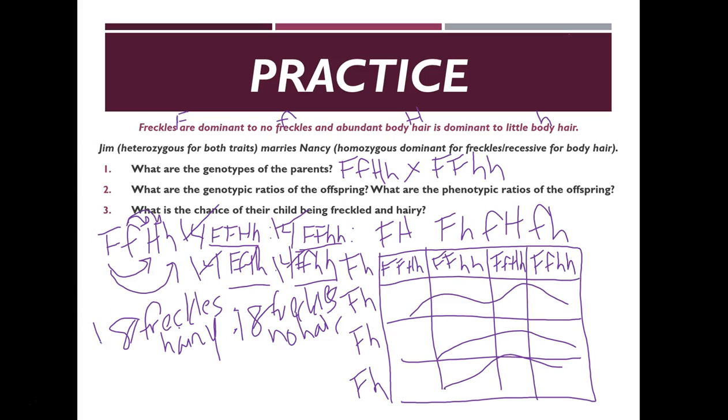So the last question then, what is the chance of their child being freckled and hairy? Well, 8 out of 16, 1 out of 2, or 50%. And whenever it says chance, give me a percentage.